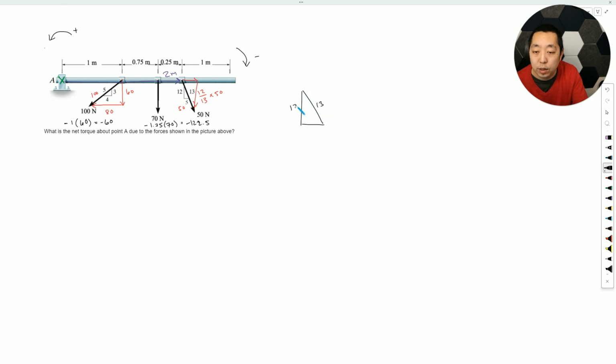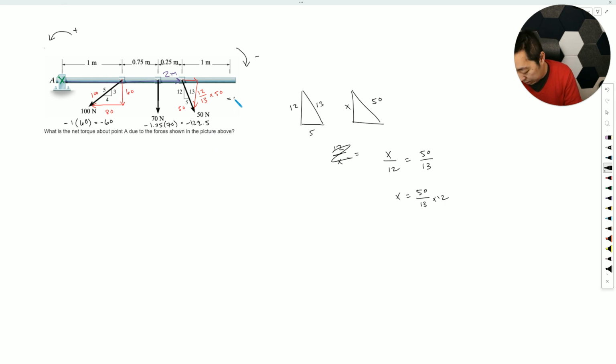Like this is 13, 12, and 5. And then I'm trying to convert it into this triangle here where this is 50. And then I want this long side here, the side that's perpendicular to the R. So in terms of ratio, X is to 12 as 50 is to 13, sorry. So X is 50 over 13 times 12, right? So that is 12 divided by 13 times 50.